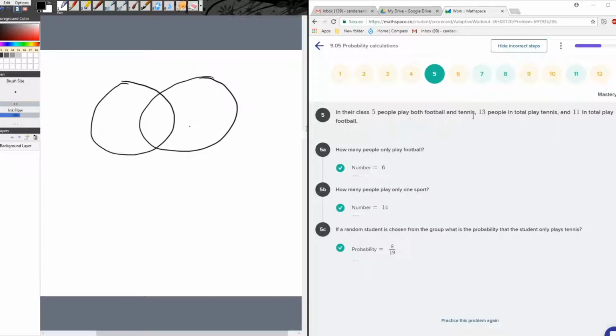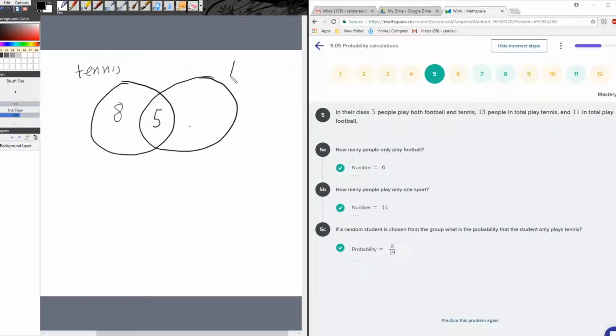So 5 people play both tennis and football. So we can put that there. The key word here being and, so that goes in the middle. Now we know that 13 people in total play tennis. So that means that in our tennis circle here, there should be 13 people. Now we already have 5 people here, so that must mean that we have 8 people out here, because 8 plus 5 is 13.